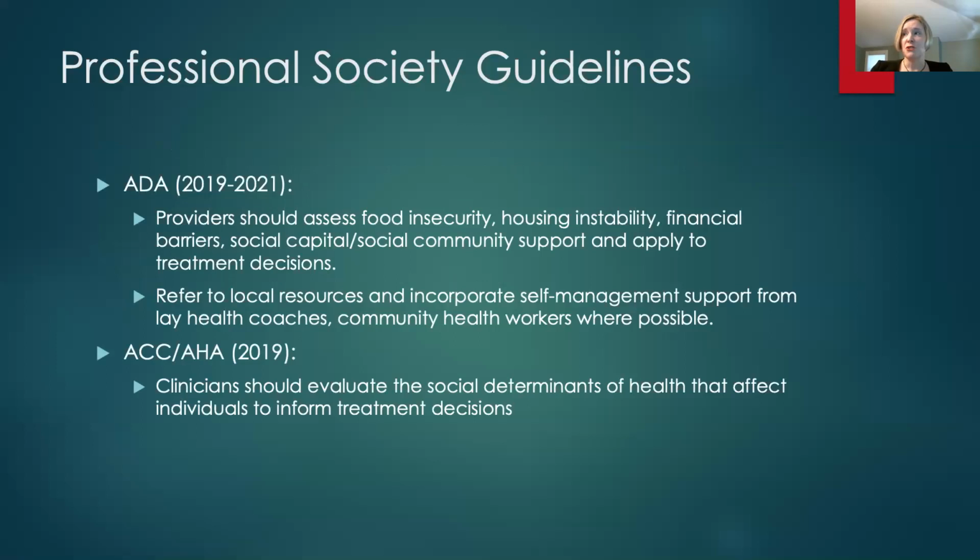The American Diabetes Association recommends that providers should assess food insecurity, housing instability, financial barriers, social capital, and social community support, and apply it to treatment decisions while referring to local resources and incorporating self-management support from lay health coaches and community health workers where possible. And finally, the ACC-AHA in 2019 recommended that clinicians should evaluate the social determinants of health that affect individuals to inform treatment decisions. So you can see that each society provides variable detail with focus primarily on how social determinants of health affect treatment decisions, with some indicating the importance of resource referral.